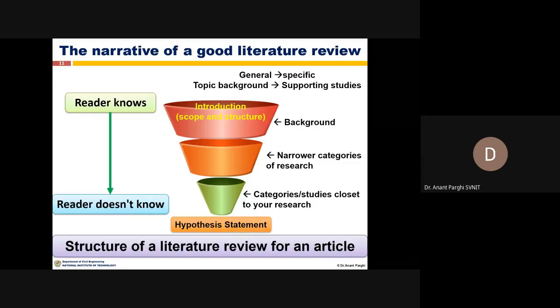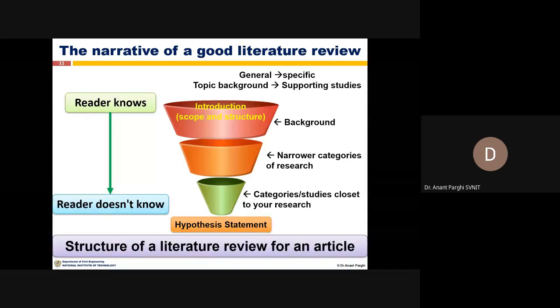So general to specific topic background supporting that particular study. Here we can say, let's say, the funnel concept: introduction and the scope and structure, which will be in the background, right? So for the background of that specific research, you need to write what the introduction is. In the introduction section, you can say what the scope of that research is and the structure of the research proposal, and then you need to narrow down and categorize the research, right?